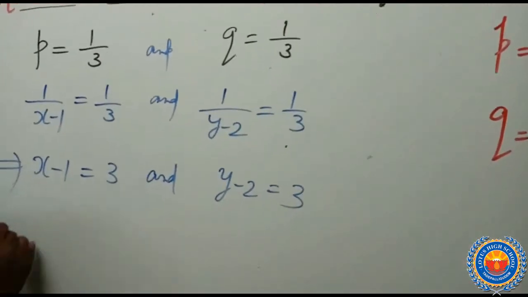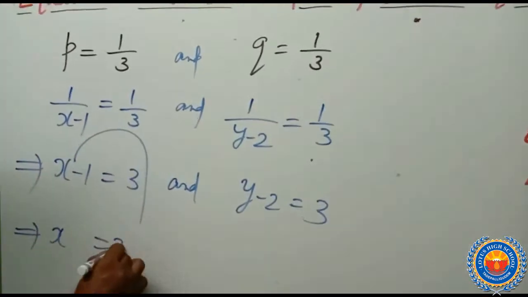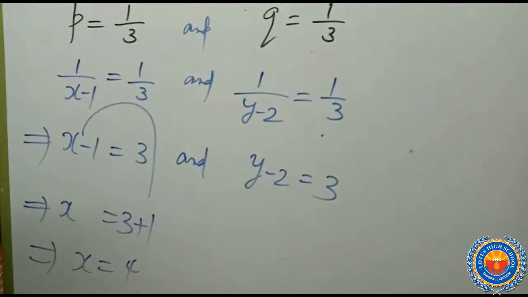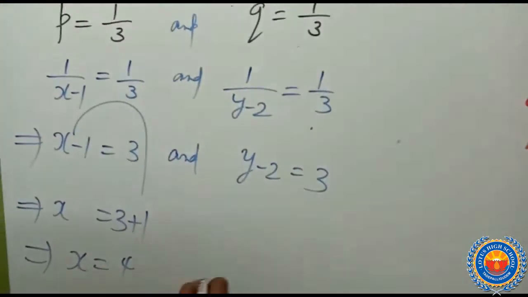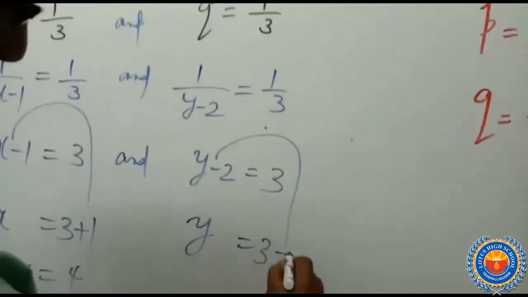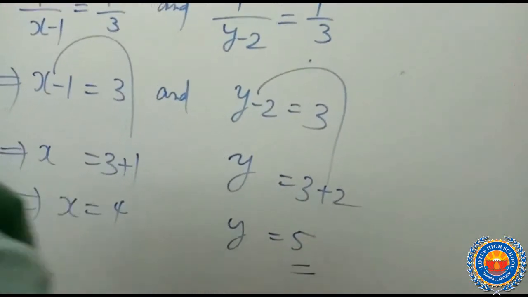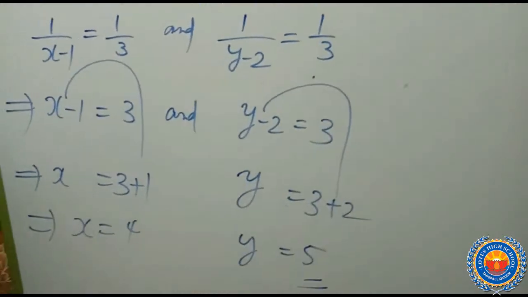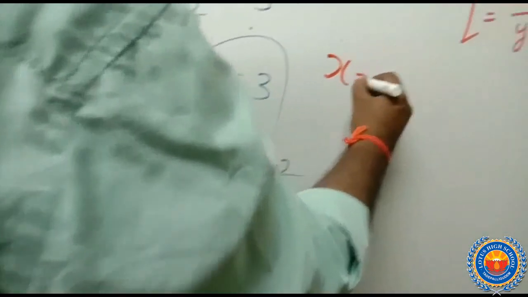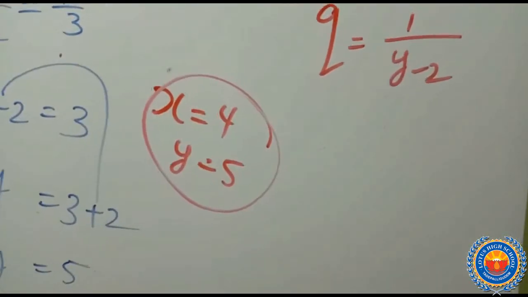So here x is equal to 3 plus 1. That's why x is equal to 4. Coming to this side, y is equal to 3 plus 2. That's why y is equal to 5. Finally, the answer is x is equal to 4 and y is equal to 5. This is the final answer.